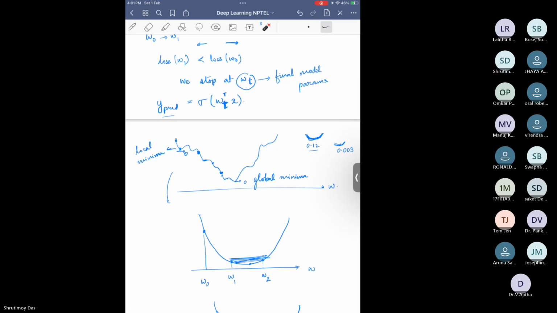There are various initialization techniques, and these are already inbuilt in the libraries, say PyTorch or TensorFlow.